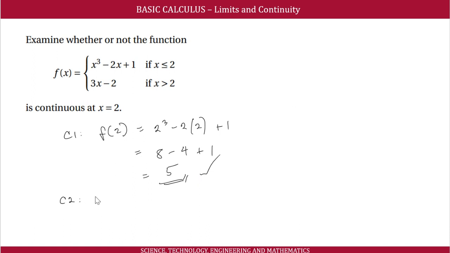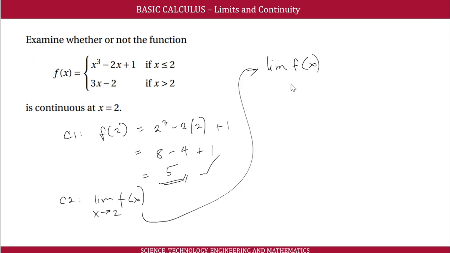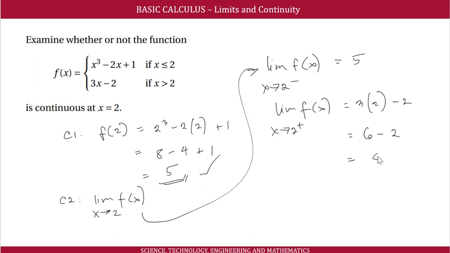We have the second condition, the limit of f of x as x approaches 2. So we have to consider first the left and the right. As x approaches 2 from the left, so less than 2, that will be the first subfunction, whose value is also 5. Then the limit of f of x as x approaches 2 from the right, that will be the greater than 2, which is the second subfunction. So we substitute 3 times 2 minus 2. 3 times 2 is 6, minus 2, that is equal to 4.